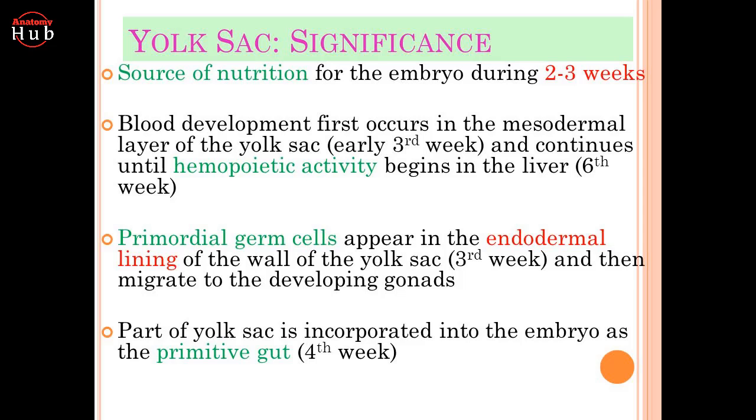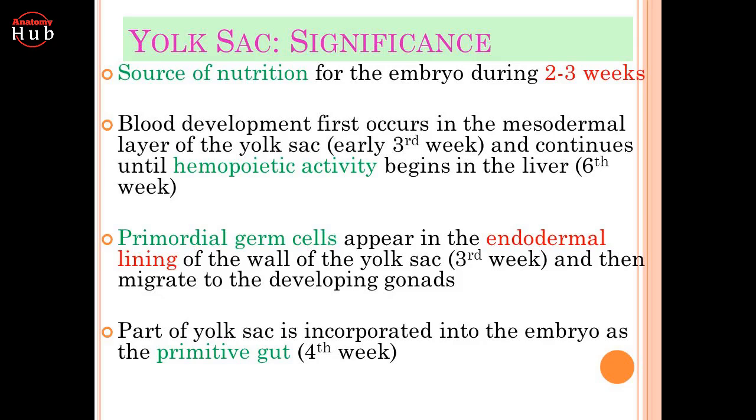What is the significance of this yolk sac? During the second and the third week, it is responsible for transfer of nutrients before uteroplacental circulation is established. During the fourth week, its dorsal part is incorporated within the embryo to form the foregut, midgut, and hindgut. So it is giving rise to the lining of trachea, bronchi, lungs, gastrointestinal tract, and the associated glands.